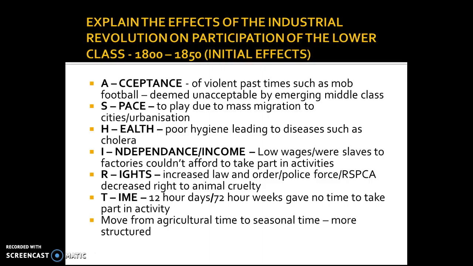So basically what you've got now is this concept that your time was severely restricted. 12-hour days, 72-hour weeks, no time to take part in activities such as football, such as cricket, whatever they were going to play. Okay, so moving on then.